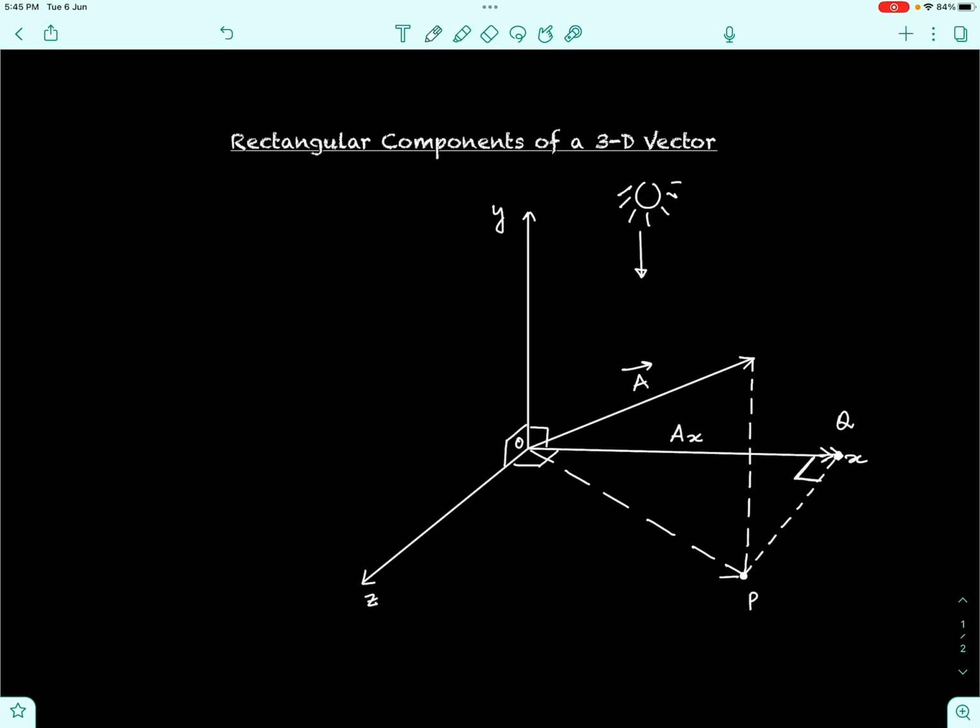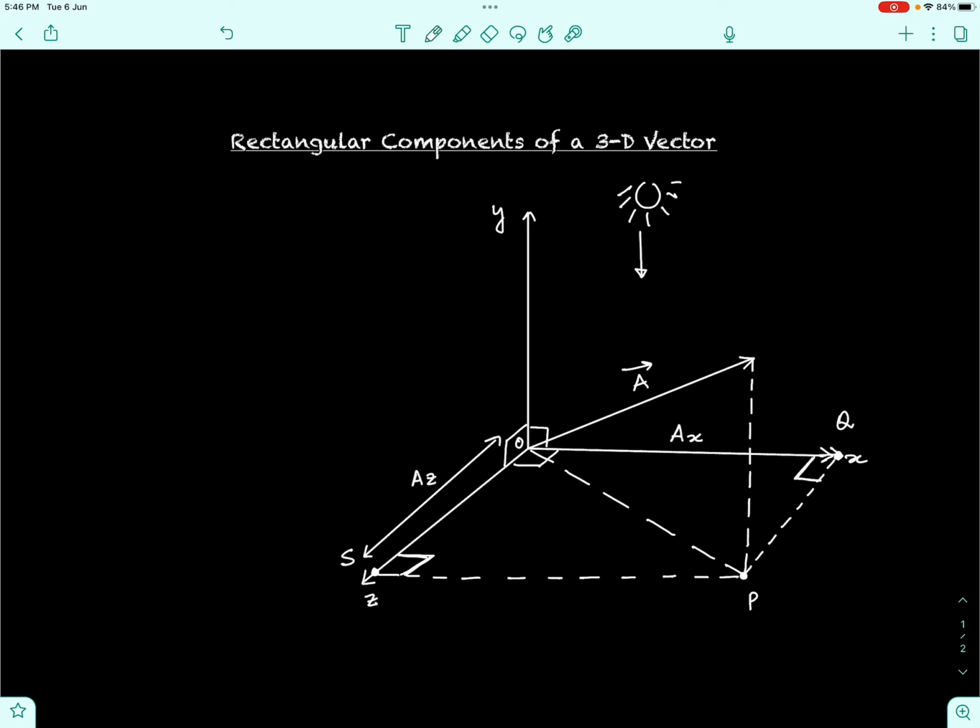Similarly, from the point P, if we draw a perpendicular onto the z axis, which we can draw like this, this dotted line is actually perpendicular to the z axis, it is in 3D. So, we have to be a little careful while drawing the figures. And if I call this point the point S, then the length OS will be the z component of the vector.